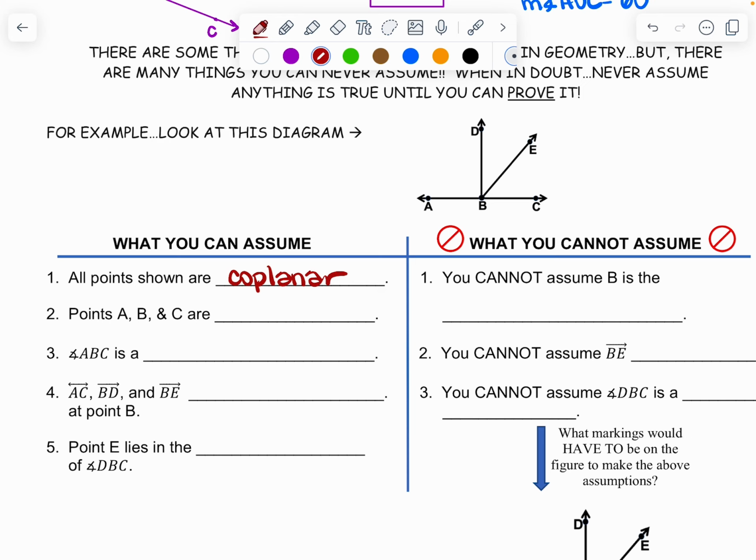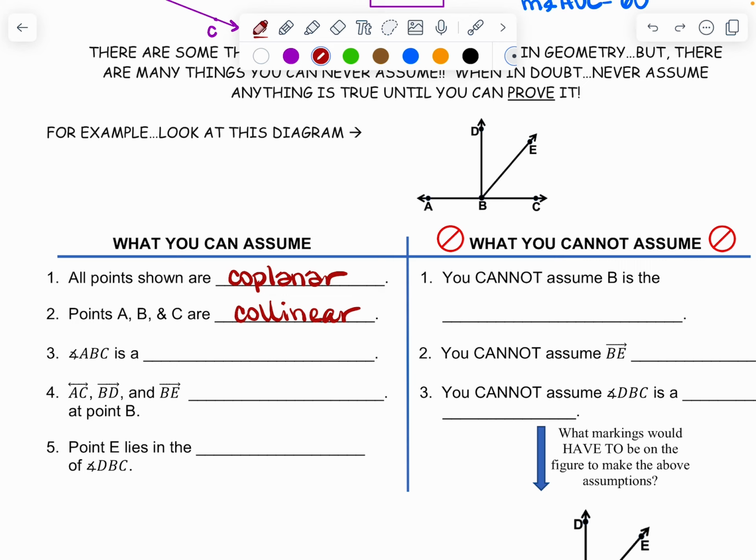think twice about. But basically what that's saying is, let's say, for instance, if the intention of ray BE was to be shooting out of your paper, towards you and making it three-dimensional, right? That's not happening. This is a two-dimensional drawing and everything is flat. You can also assume that points A, B, and C are collinear, right? That's a pretty big one. If it looks like a straight line in here, you can assume that it's a straight line.